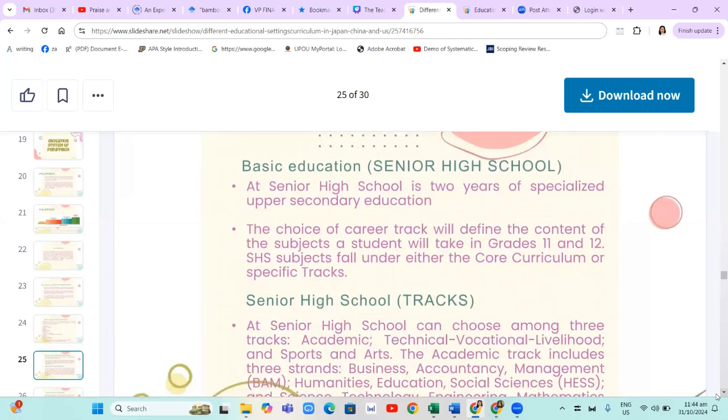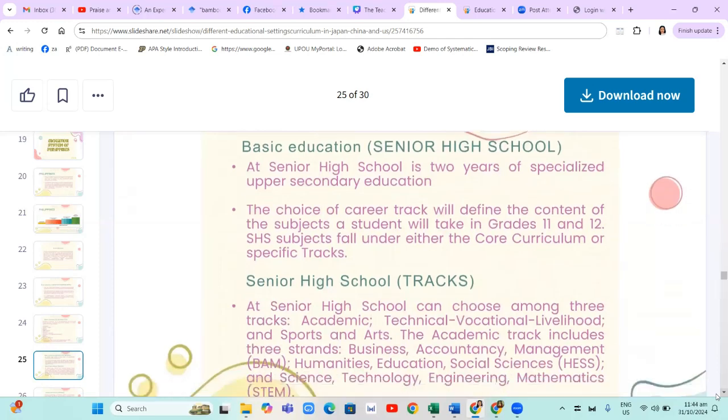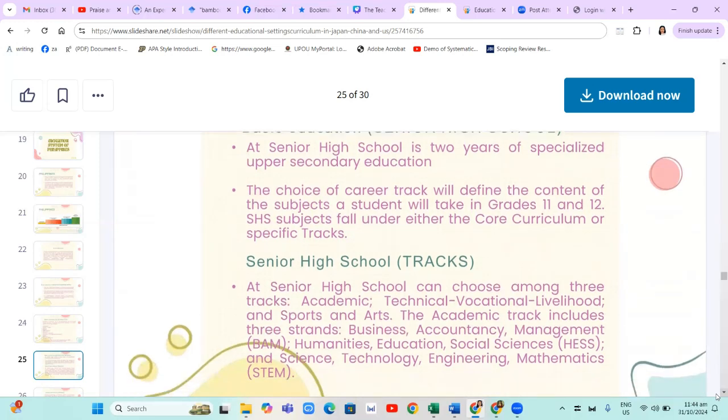Senior high school is 2 years of specialized upper secondary education. The choice of career track will define the content of the subjects that a student will take in grades 11 and 12. The subjects fall under either the core curriculum or specific tracks.